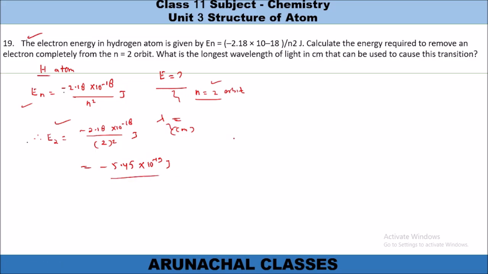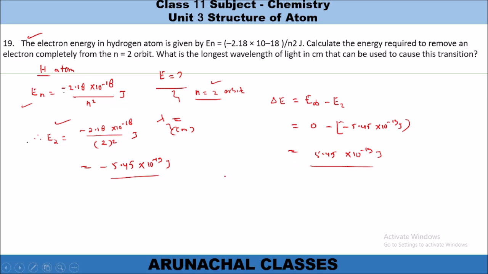Now the energy required to remove the electron from the second orbit will be delta E equal to E infinity minus E2. So E infinity will be 0 minus the energy of the second orbit, which is minus 5.45 multiplied with 10 power minus 19 joule. It will be 5.45 multiplied with 10 power minus 19 joule.